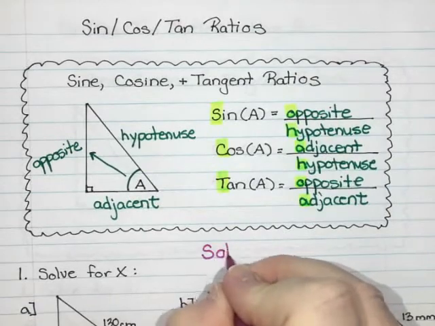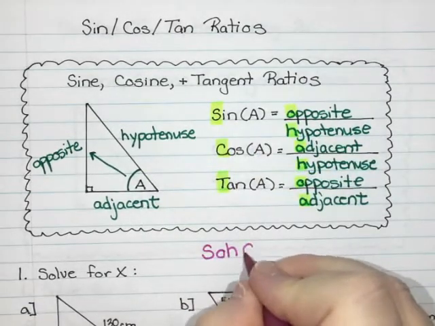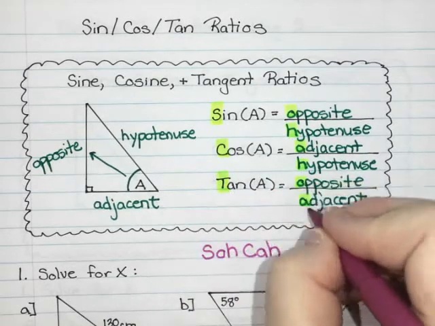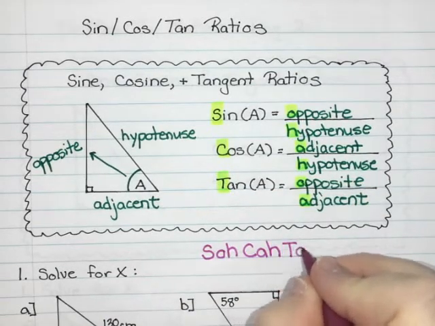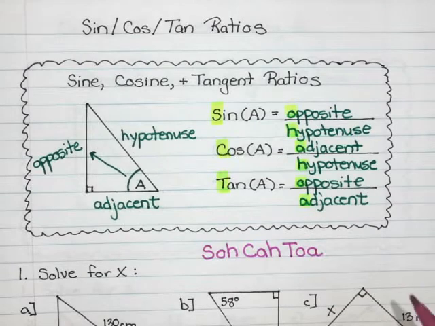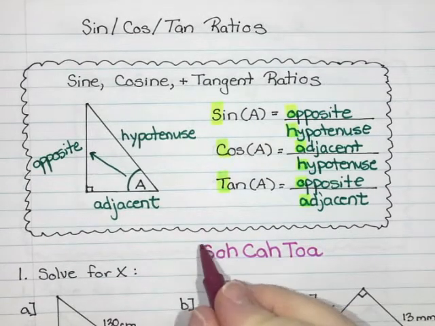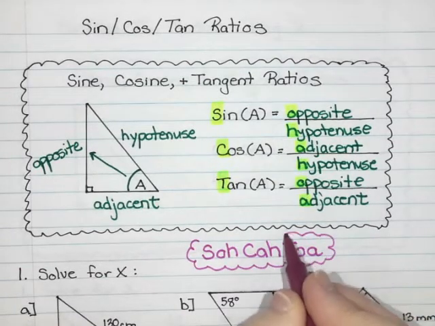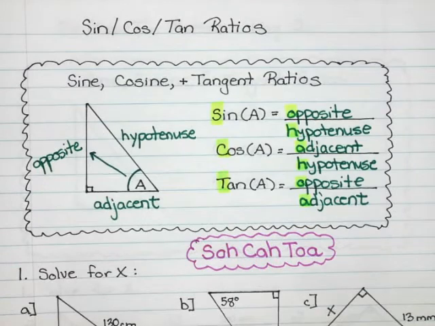So I have S-O-H, C-A-H, and then T-O-A. And that is the word SOHCAHTOA. It doesn't actually mean anything, it's just a short form to help us remember. But I use SOHCAHTOA all the time to help me remember my sine, cos, and tan ratios and how they work. So we are going to take a look at an example that we're going to do together.